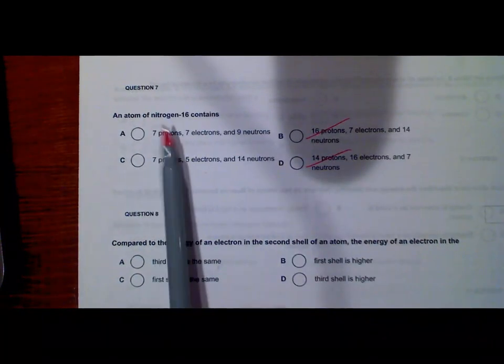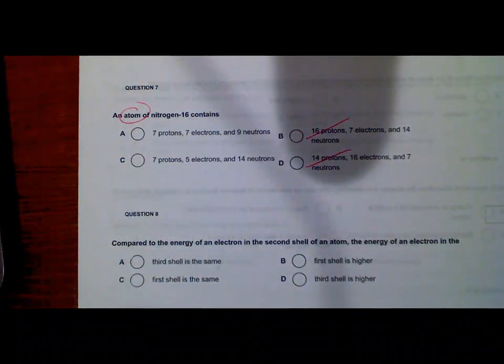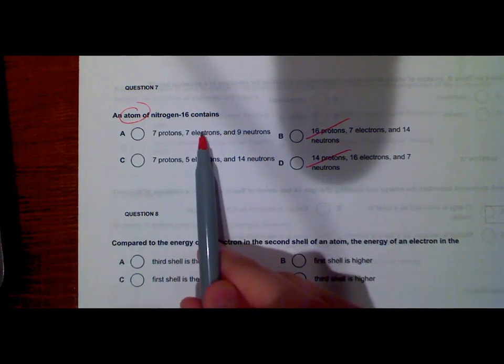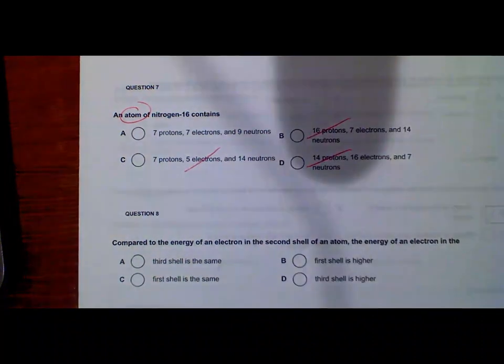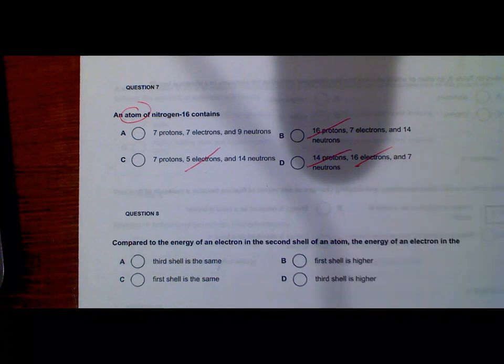Now we're down to 7 protons, but how many electrons, how many neutrons? It says atom of nitrogen. That means it's neutral. That means the charges are balanced out. Protons will be balanced by electrons, so there should be the same number of electrons. So you're looking for 7 electrons right here. So this one's not going to be correct. Anything that didn't say 7 electrons, we've already crossed these choices out, but you could eliminate it that way.